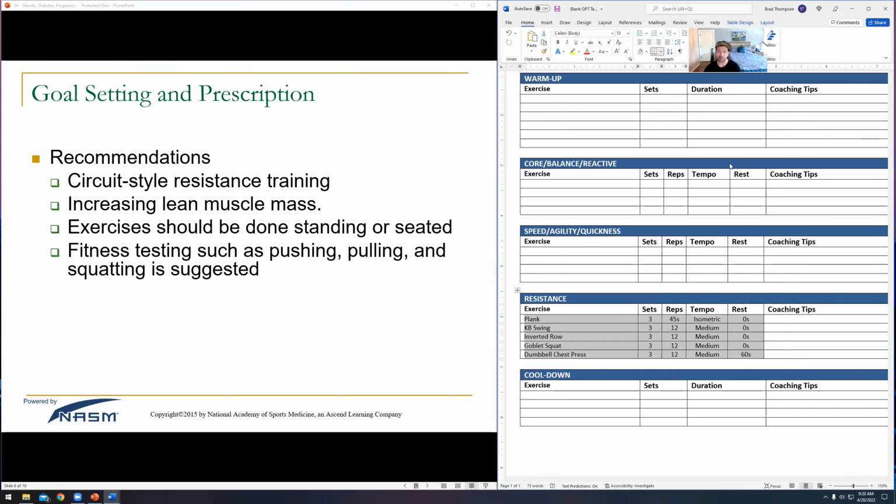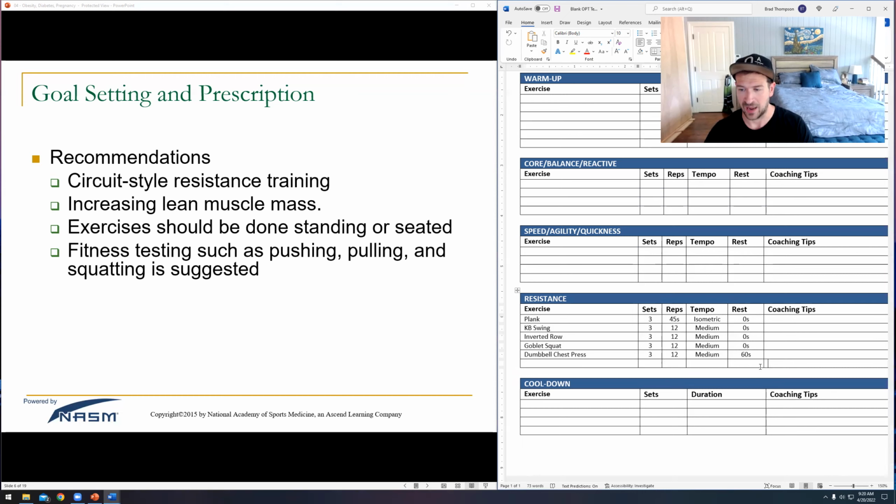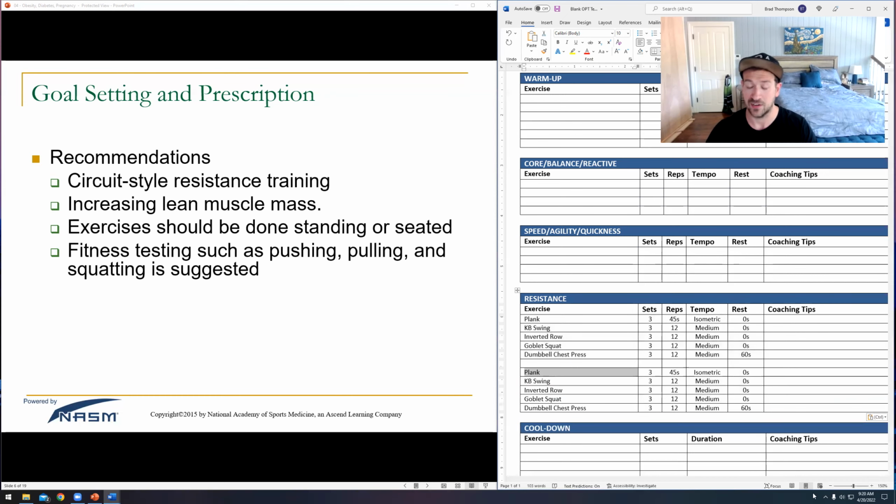So what I can do is create another circuit that matches with this, right? And then suddenly down here, I create sort of the anti-version. Instead of planks, let's do Supermans. Instead of a kettlebell swing, let's do, I mean, they got goblet squats in there, let's do an RDL. Instead of an inverted row, let's do a seated row. Instead of a goblet squat, let's do a step up. And instead of dumbbell chest press, let's do push-ups.